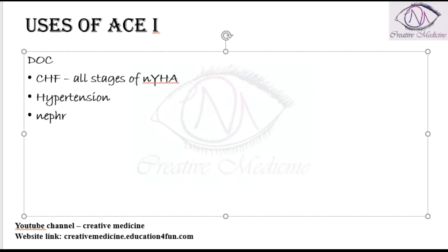They can be used in nephropathy, especially diabetic nephropathy or non-diabetic nephropathy, because these ACE inhibitors have a positive or good effect on the kidneys. Thus, because of their renoprotective effects, they are used in the nephropathies, that is diabetic nephropathy or non-diabetic nephropathy. We can use these ACE inhibitors.